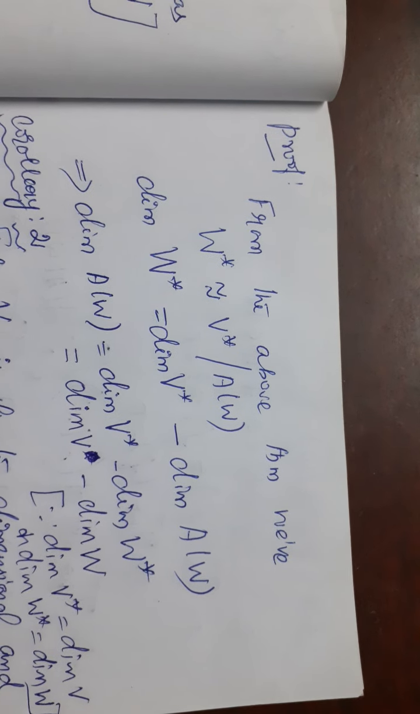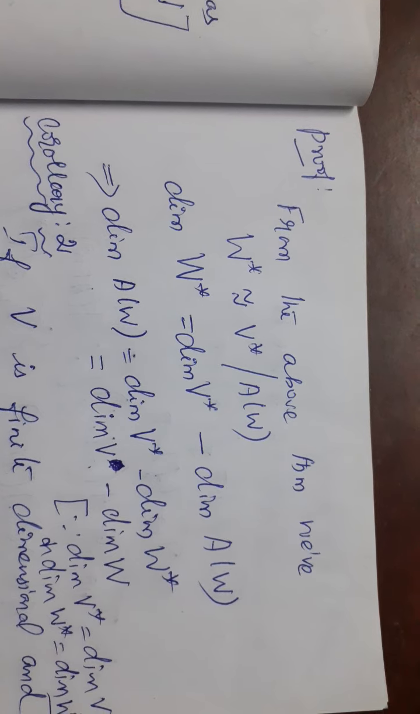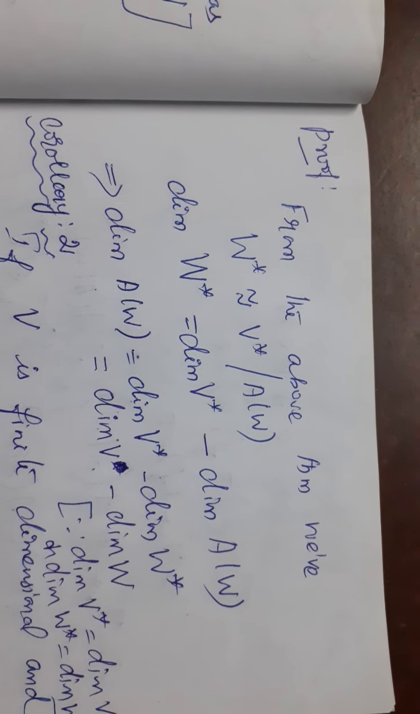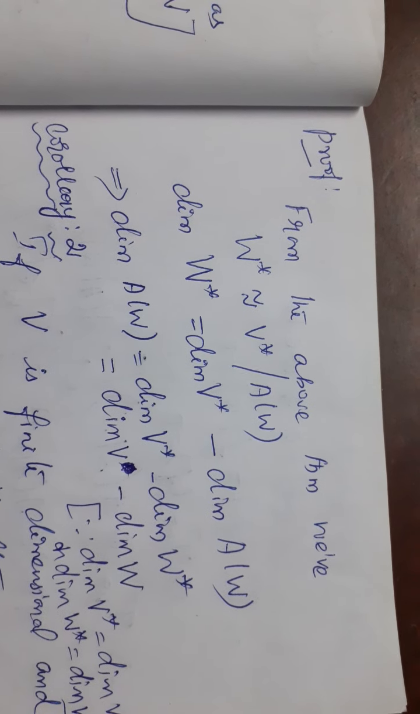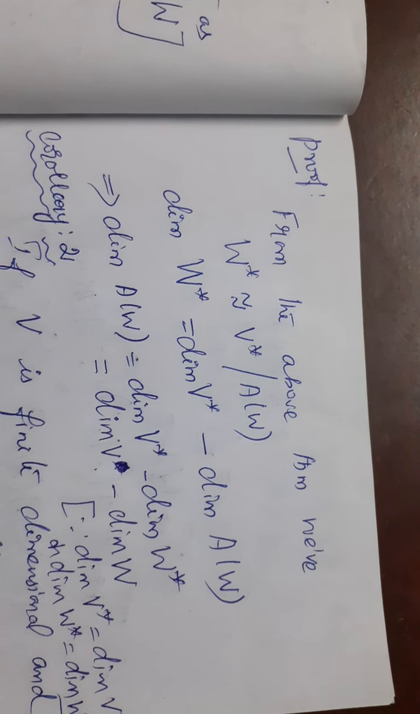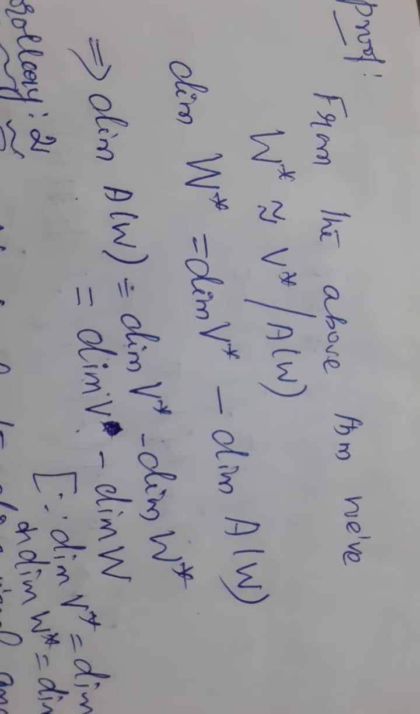From the above theorem, we know that W star is isomorphic to V star by E of W. Taking dimension on both sides, the dimension of W star is equal to the dimension of V star minus the dimension of E of W. Already we have seen one theorem based on this, no?